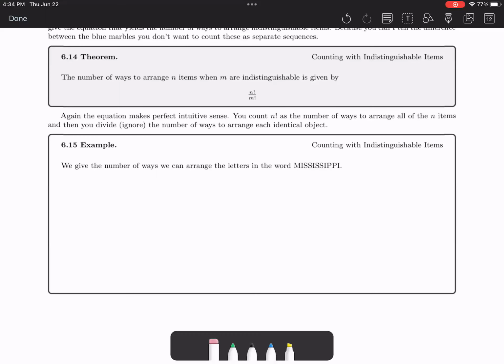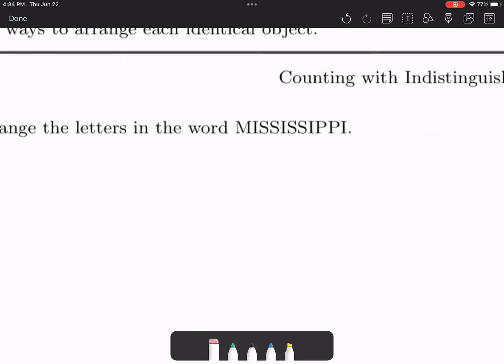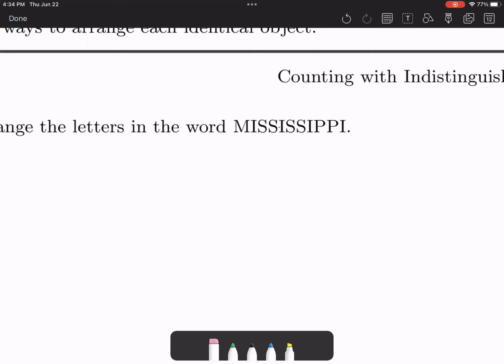Let's give the number of ways we can arrange the letters in the word Mississippi. So we're looking for unique arrangements here. Let's think about why we need to think about this in the first place.